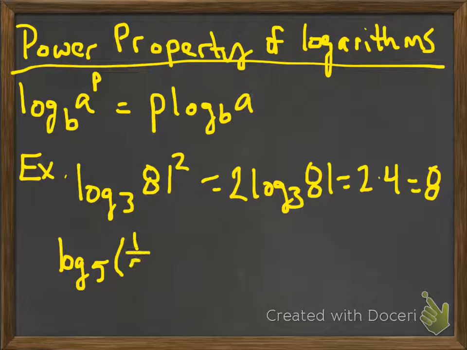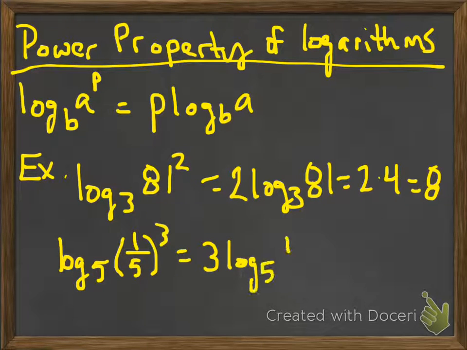Okay, so that's a log, by the way, not BG. Log base 5 of 1/5 raised to the third power. I can rewrite that as 3 times log base 5 of 1/5. Log base 5 of 1/5 would have been -1, and -1 times 3 is -3. So that one is a really good one, really big one, especially later on when we get to solving logarithmic equations.